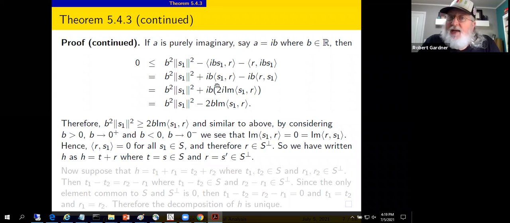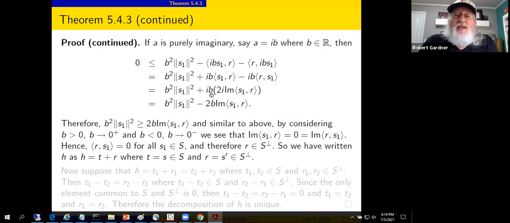Now, using the conjugate linearity, we'll bring the I out. That affects a sign here, doesn't affect a sign in the second component. We'll bring the B's out as well. And here you've got an inner product of S1 with R and an inner product of R with S1. Well, let's put a conjugate on the second one, reverse the order, using the properties of complex valued inner products.